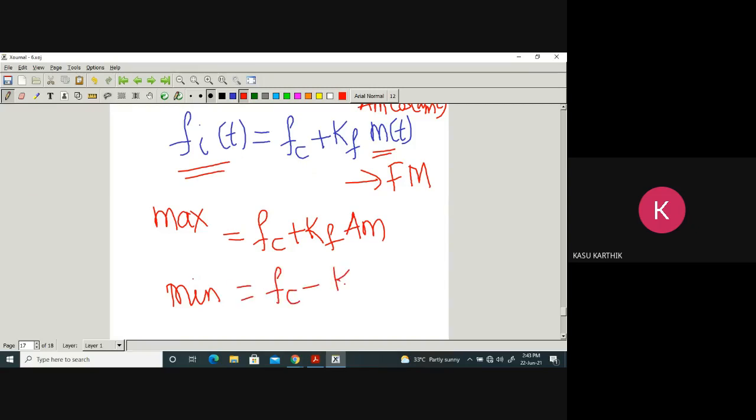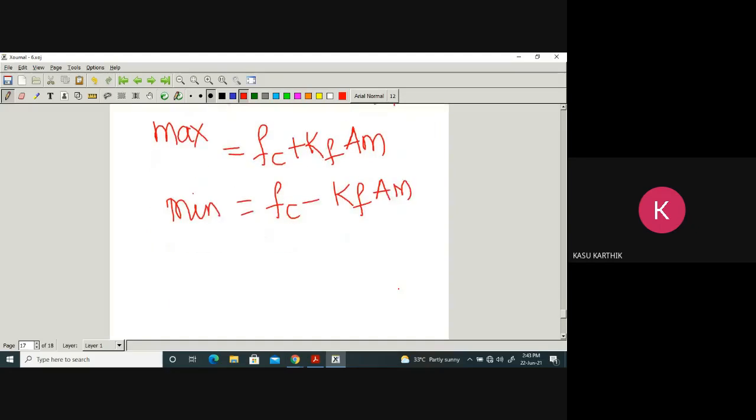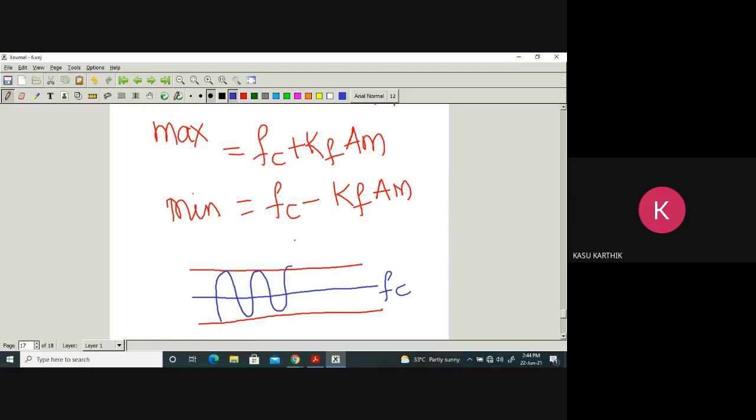Fc minus Kf Am. Isn't it? So this is the shift in the frequency. What happens here is you take something like this. How is the carrier frequency changing? What is the actual frequency? Fc. But it is shifting between these two values. What is the maximum value? Fc plus Kf Am.